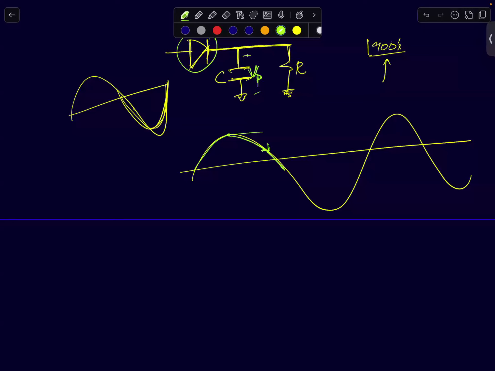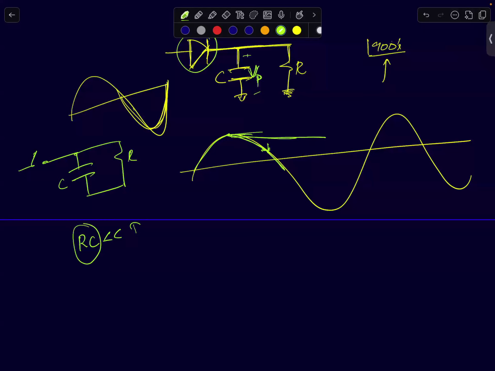Now in this cycle, when your input voltage decreases, you are left with a capacitor and a resistor. The diode is an open circuit. The resistor will now slowly start discharging the capacitor. Now we will make an assumption: let's assume this RC time constant is much smaller than the signal's time period, which means the discharge is very fast.